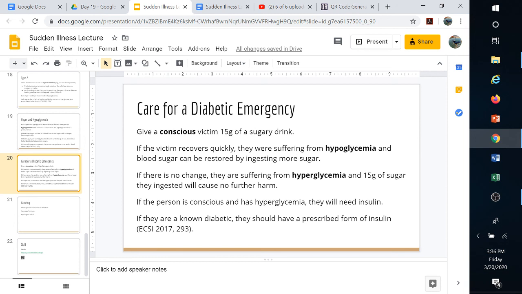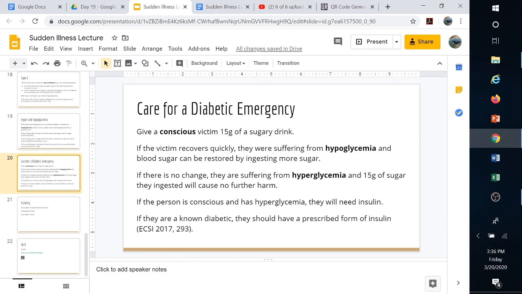So, if the person is conscious and has hyperglycemia, they need insulin. So if there's no change after giving those 15 grams, we need to find some insulin, right? They probably already know they have a condition. If they're a known diabetic, they should have prescribed insulin. So with hypoglycemia, there's an immediate change, they should recover. We can just let them sit down and get better.